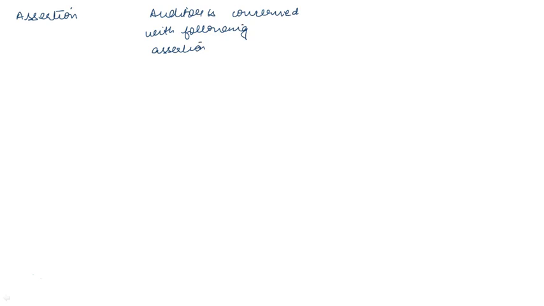So the next is assertion. Assertion is all about how an auditor is concerned with the following assertions. So what is this assertion? Oh my God, you guys, your English is marvelous. It is wonderful. Assertion is something that can be a declaration. Right? So the auditor is concerned with the following declarations.